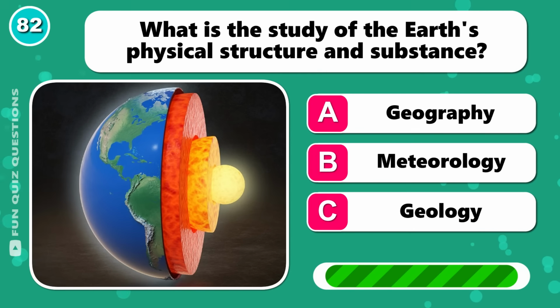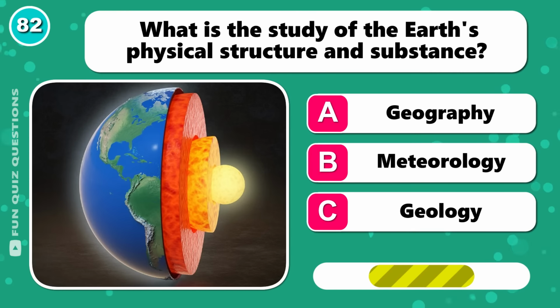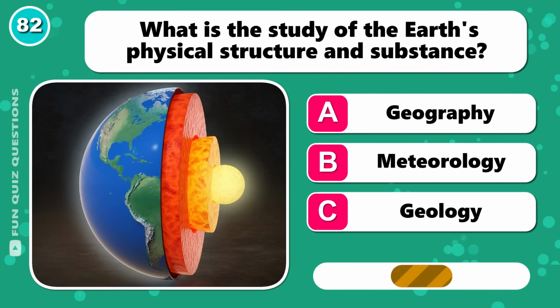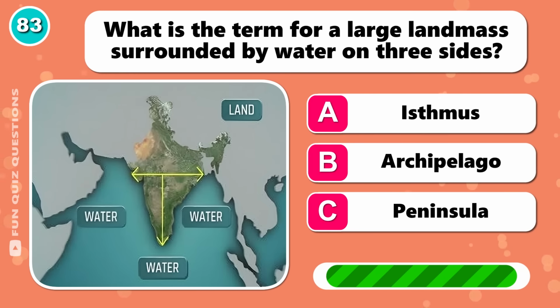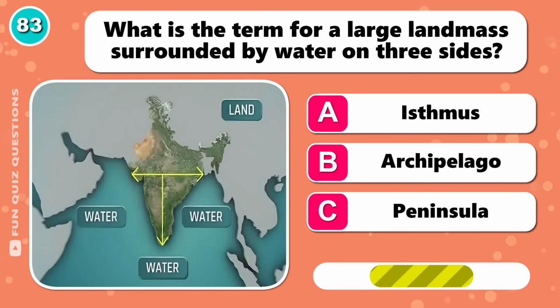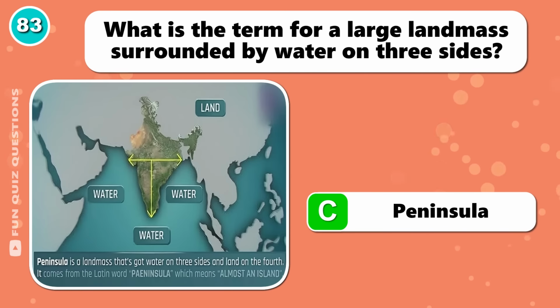What is the study of the Earth's physical structure and substance? It's C. Geology. What is the term for a large landmass surrounded by water on 3 sides? It's C. Peninsula.